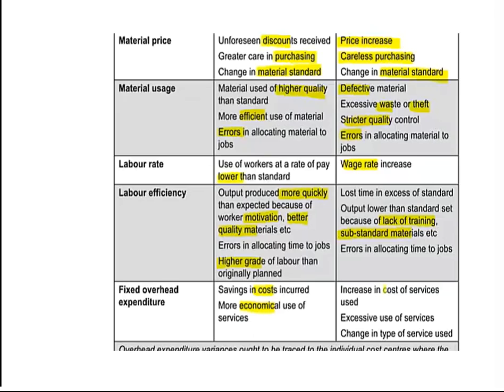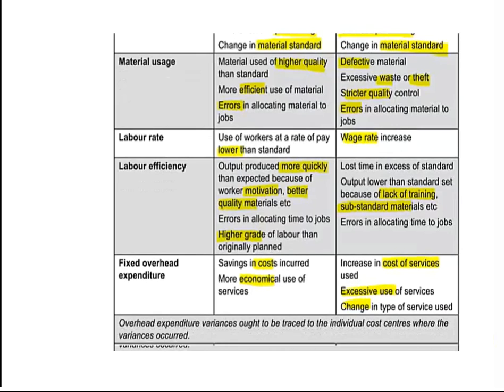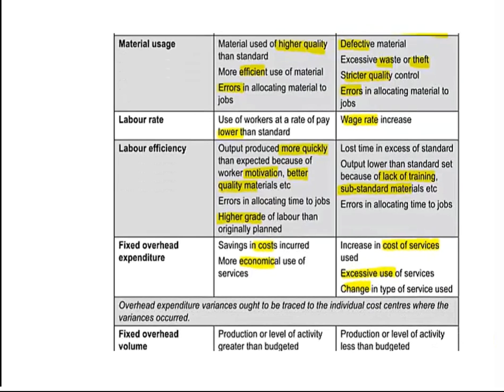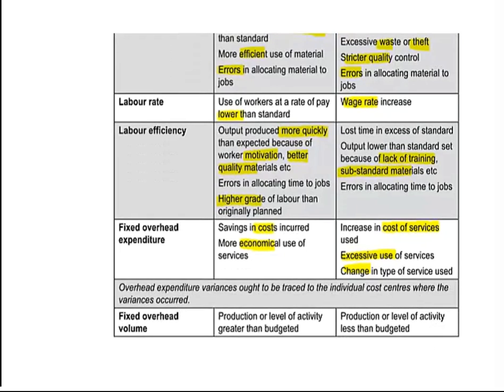Because they're not related to volume, adverse variances will come about if the services used increase, so for example if the rent goes up, or if we perhaps have a change or some kind of excessive use. The overhead variances then ought to be traced to individual cost centres where those variances are actually going to be occurring. So we need to try and think about what's happening in those cost centres.